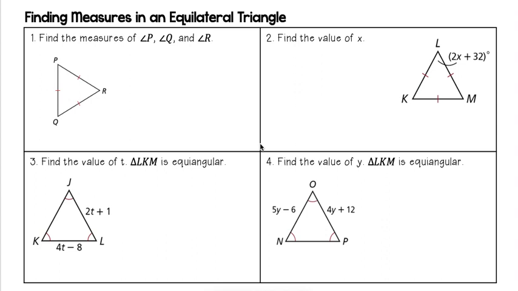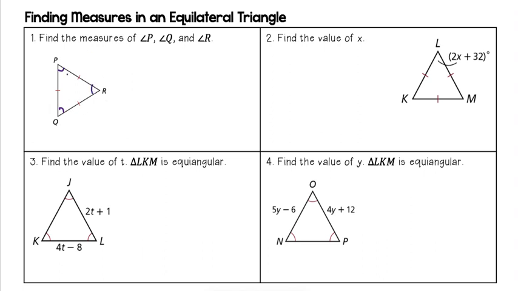Now let's do some examples where we're going to find angle measures or other measures in an equilateral triangle. For this first example, this is really just going to show us another property. This one says to find the measures of angle P, angle Q, and angle R. Well, right off the bat, I noticed that all sides are equal. And so I can automatically know that if all sides are equal, all angles are also congruent.